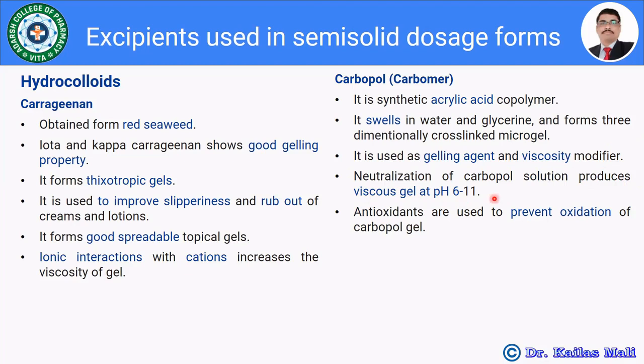If the pH of the solution is less than 6, we will get the solution. But when we increase the pH, the solution gets converted into the viscous gel, for example, by addition of triethanolamine. When we are preparing the carbopol gels, generally triethanolamine is used as a neutralizing agent to neutralize the solution of carbopol, as it is an acrylic acid copolymer. You got the point?